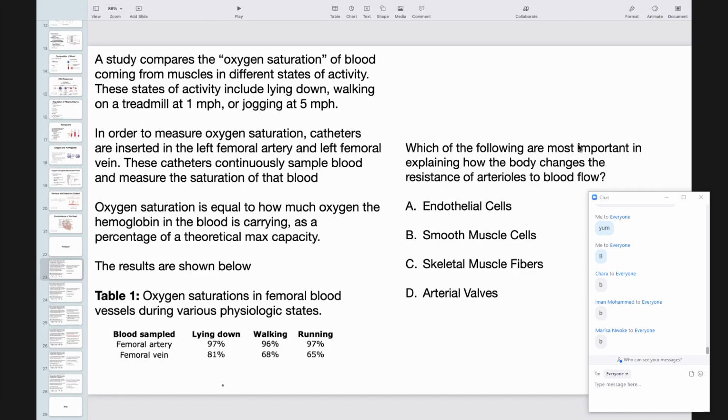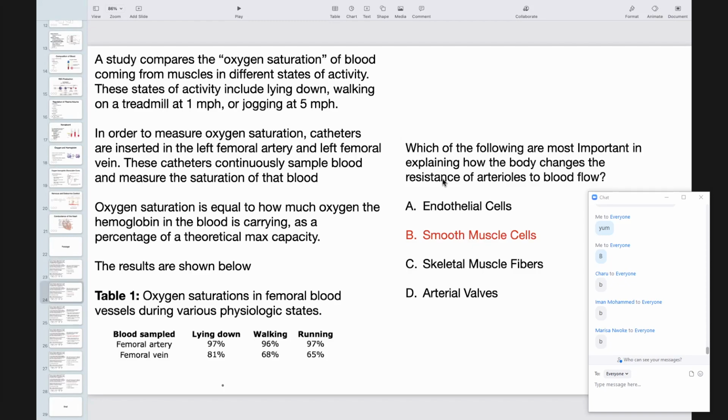Alrighty. Looking good. So which of the following is most important in explaining how the body changes resistance of arterioles to blood flow? I think we got this one. It is smooth muscles, right? So it's their contraction or relaxation that causes the vasodilation or vasoconstriction, which, that radius is what is the most important for resistance. Endothelial cells can release factors that cause vasoconstriction and vasodilation, but they need the muscles themselves to actually do it.